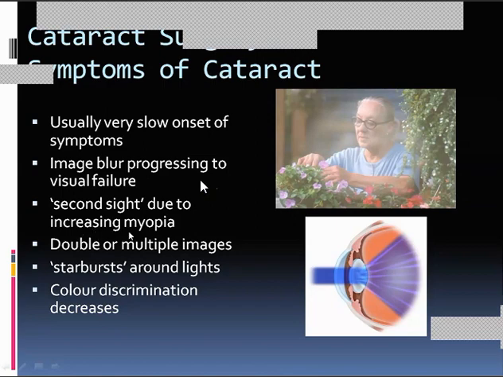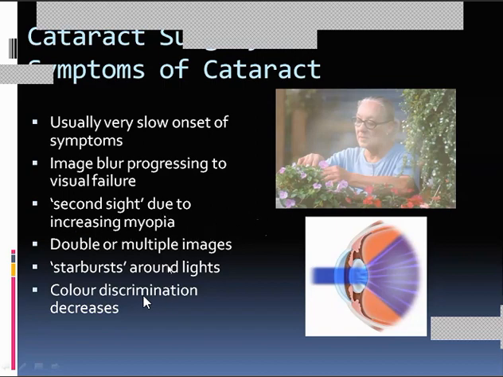That is due to the increase in the refractive index of the lens, because of the nuclear fiber compaction, leading to sight gain, and the patient is able to see the world clearly. That is called the second sight. This is due to the increasing myopia.